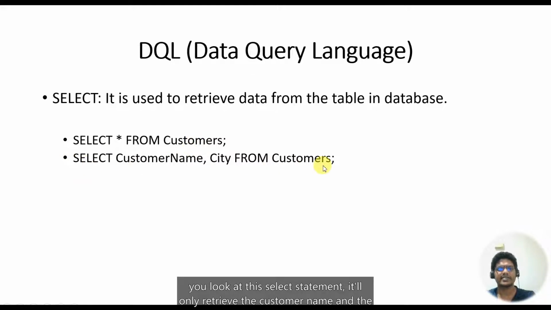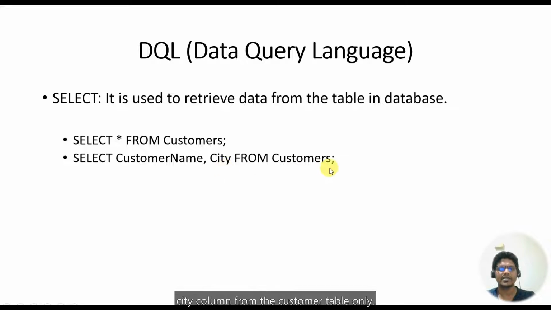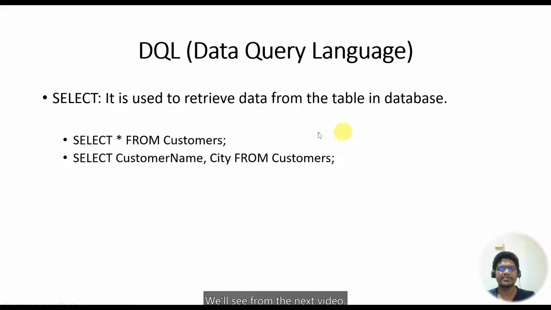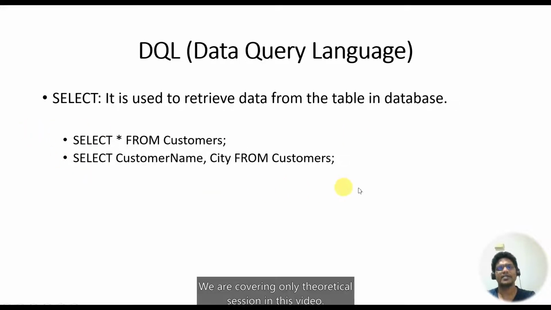But if you look at this select statement, it will only retrieve the customer name and the city columns from the customer table. Only the data of these two columns will be retrieved. This is pretty much about the data query language. The demo session for these DDL, DML and other operations, we'll see from the next video. We are covering only the theoretical session in this video.